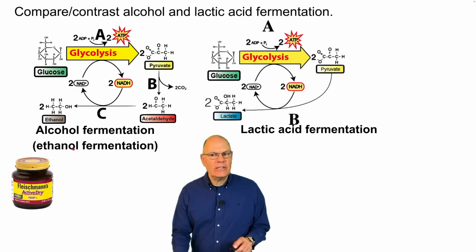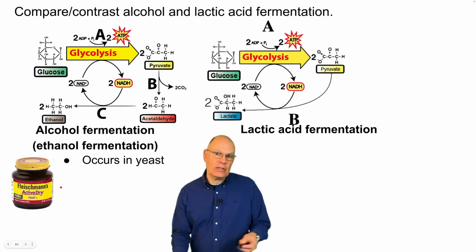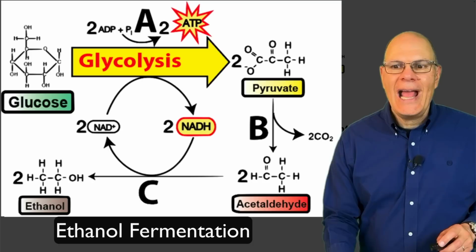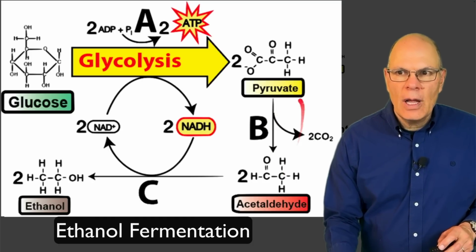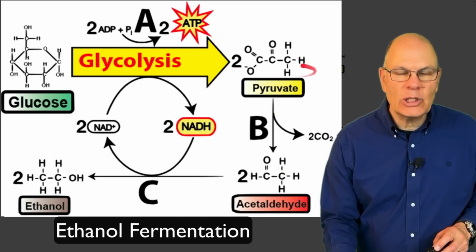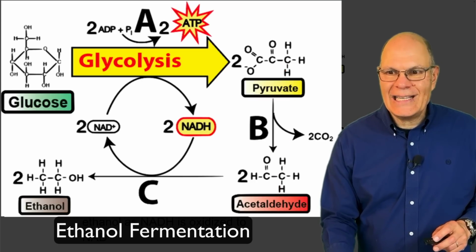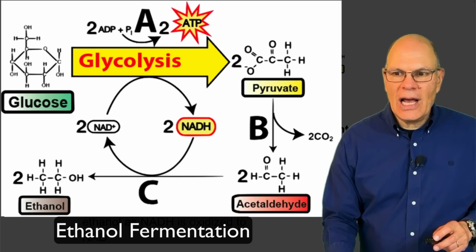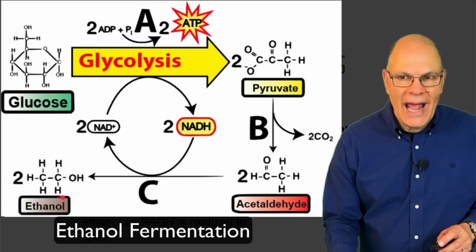Compare and contrast alcohol and lactic acid fermentation. Alcohol fermentation, really what we're talking about is ethanol fermentation, because there are other alcohol fermentations, occurs in yeast. When you're baking bread and you use yeast, you're doing an alcohol fermentation. Enzymes remove a carbon dioxide from pyruvic acid. Remember, that's the molecule that ends glycolysis. That produces acetaldehyde, and acetaldehyde is then reduced to ethanol by other enzymes.